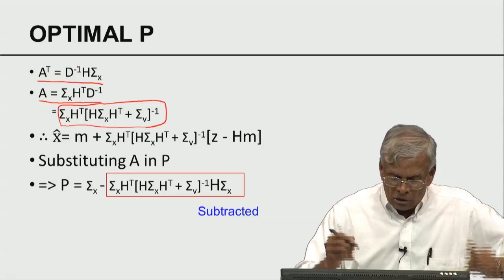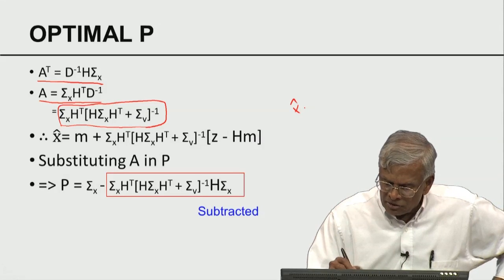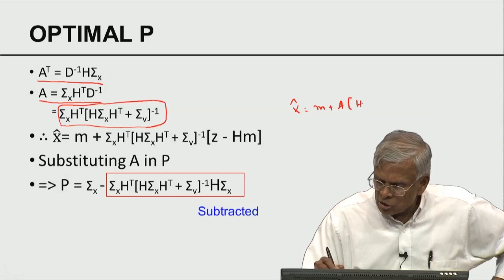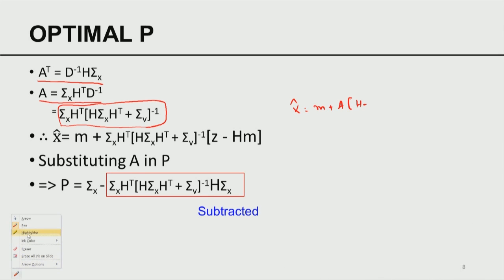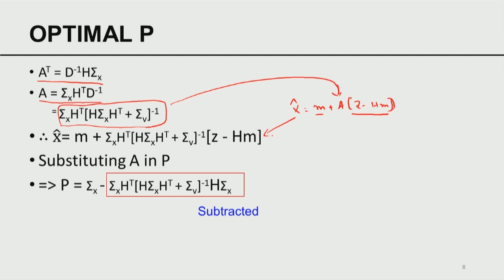Once we have that, please go back and remember, what is the optimal structure we already have? The optimal structure is equal to m plus A times (z minus Hm). So z minus Hm is known, m is known, so we have to substitute A. We substituted this value of A in here, that led to this expression in here. So the optimal estimate that is linear, unbiased, and minimum variance is given by x hat is equal to m plus a matrix, which is a weight matrix, and the innovation. This is the innovation.